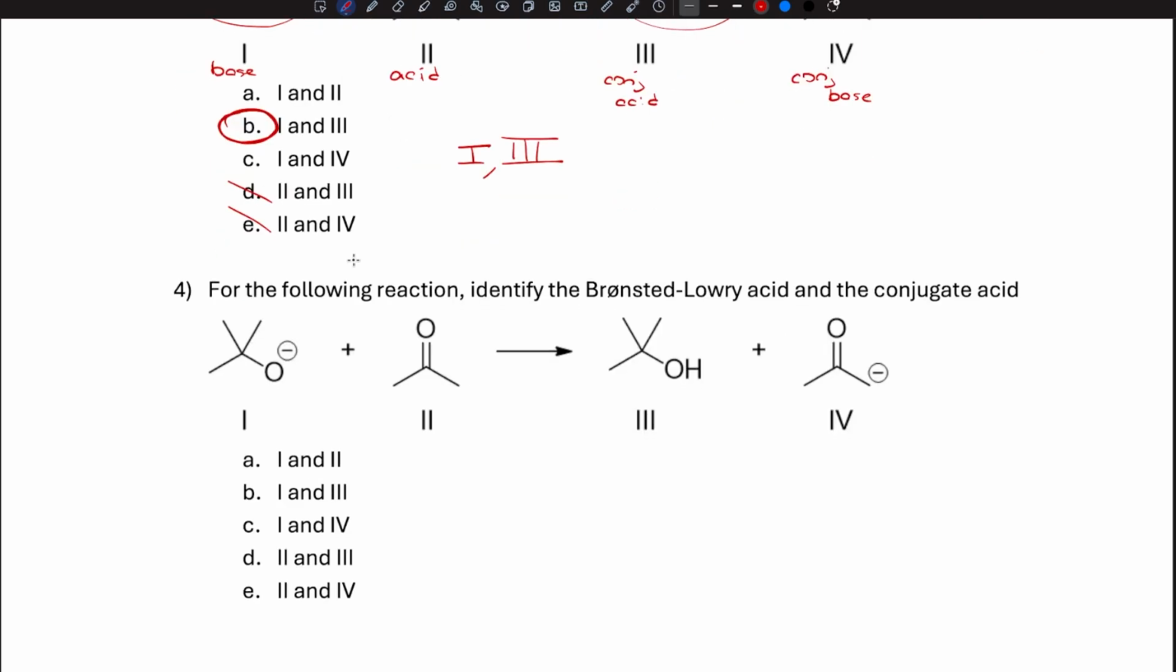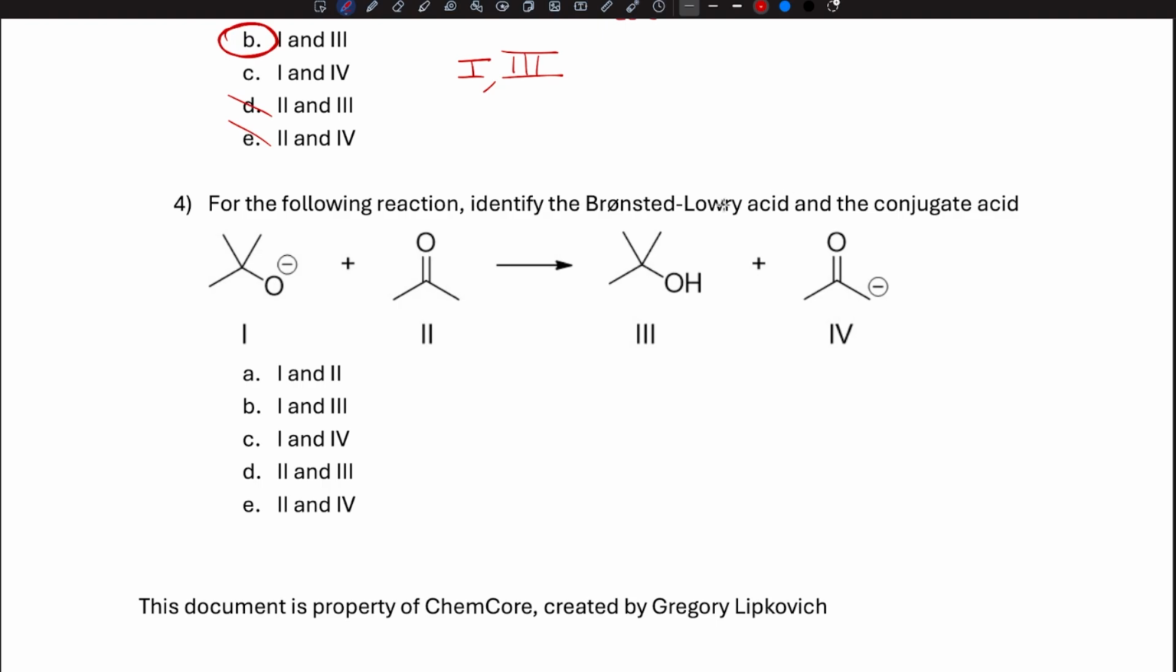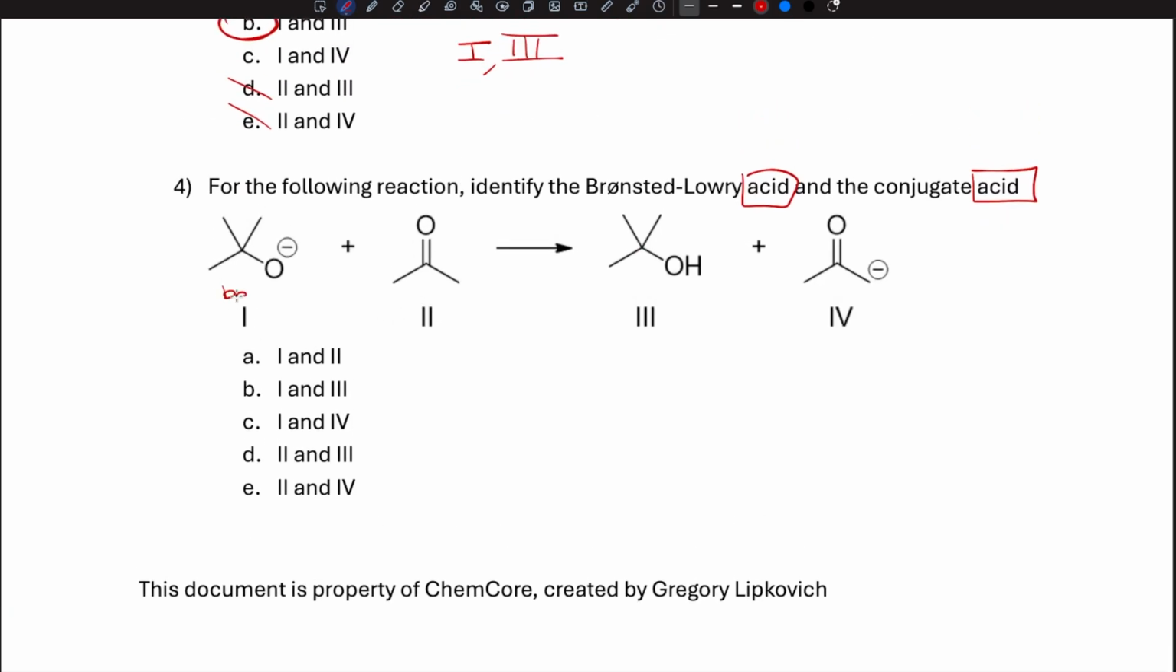The next problem, however, is asking us, with the same exact reaction, what is now the acid and the conjugate acid? And so we previously defined this as the base, this is the acid, and then if this was the base, structure 3 should be the conjugate acid, and if structure 2 was the acid, then structure 4 should be the conjugate base. Which means that our Bronsted-Lowry acid should be structure 2, and our conjugate acid should be structure 3. And so our answer should be D.